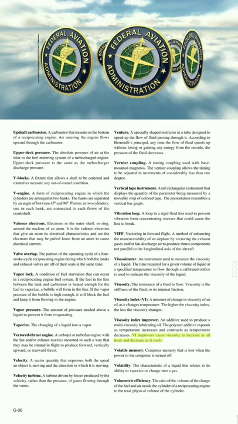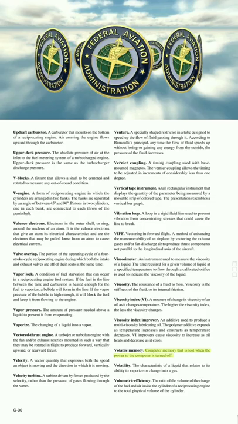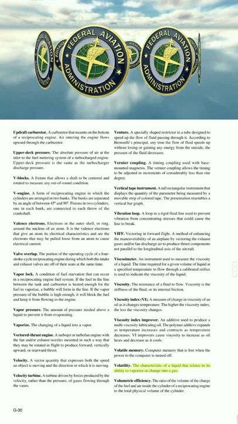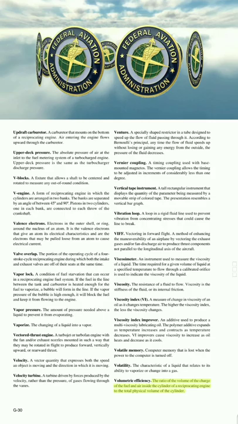Volatile memory. Computer memory that is lost when the power to the computer is turned off. Volatility. The characteristic of a liquid that relates to its ability to vaporize or change into a gas. Volumetric efficiency. The ratio of the volume of the charge of the fuel and air inside the cylinder of a reciprocating engine to the total physical volume of the cylinder.